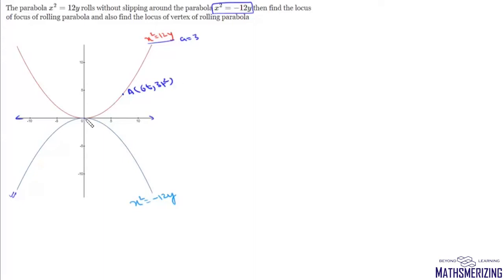If this parabola starts to roll along the fixed parabola, it will cover the same distance because it rolls without slipping. So once this parabola rolls down, this point A will come to this A dash, whose coordinates will be 6t comma minus 3t square. So basically now we can draw this parabola.